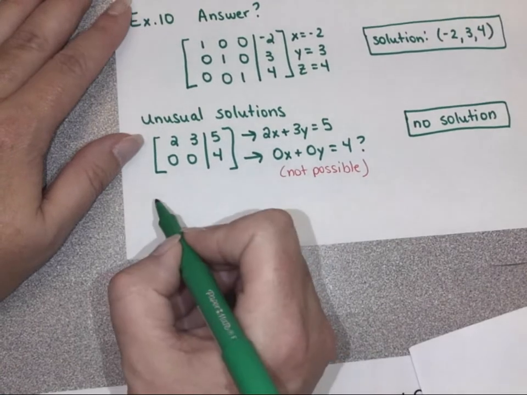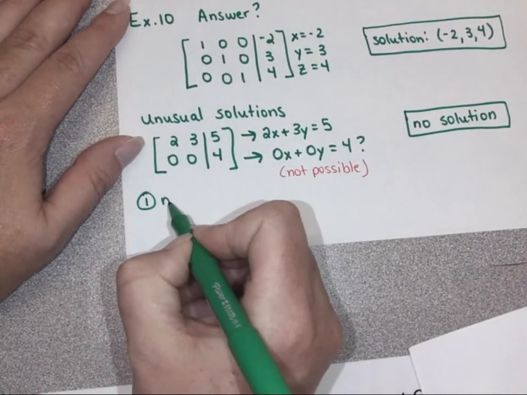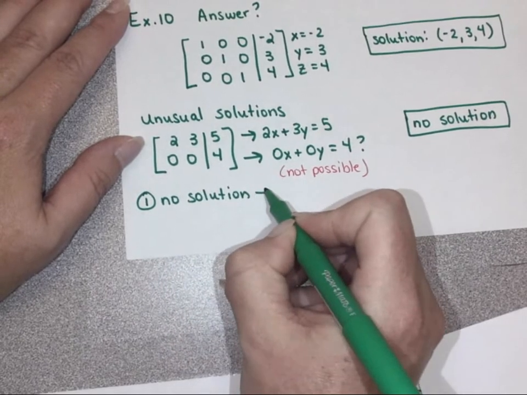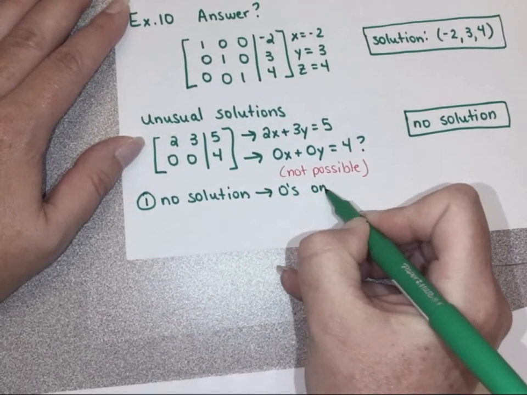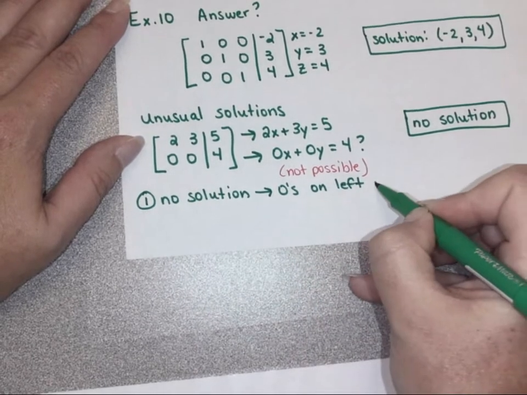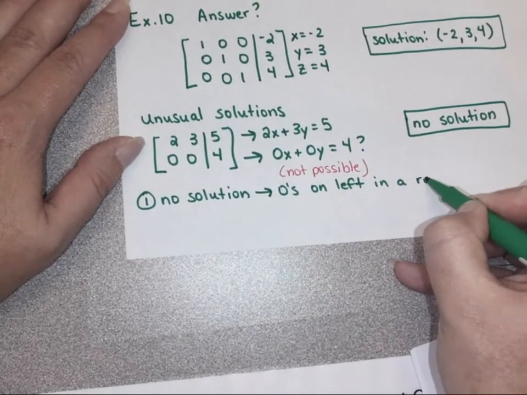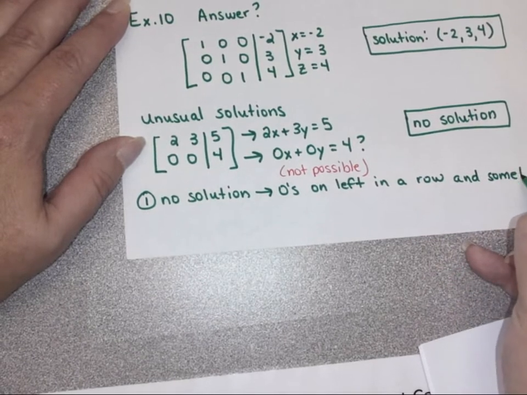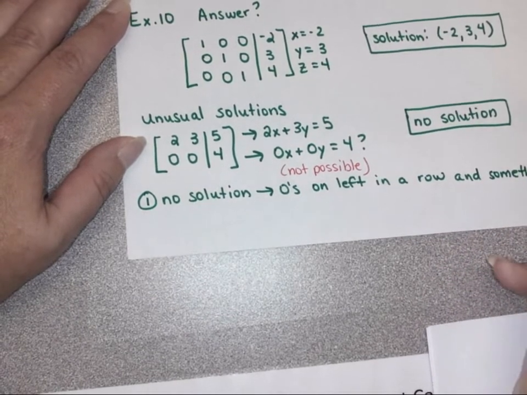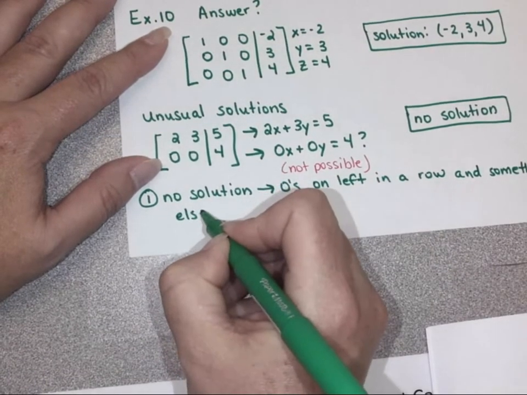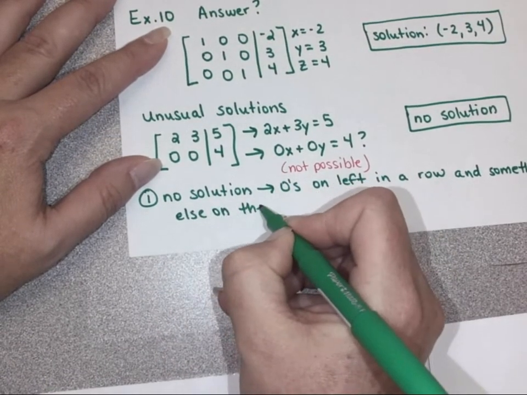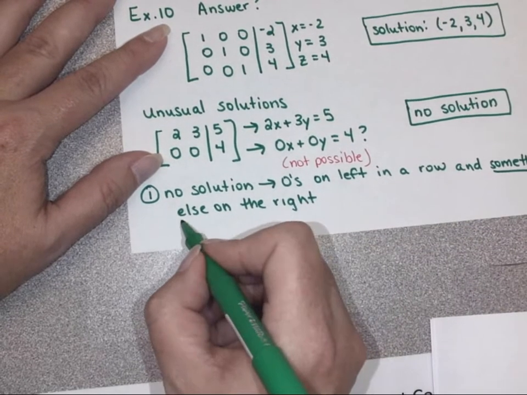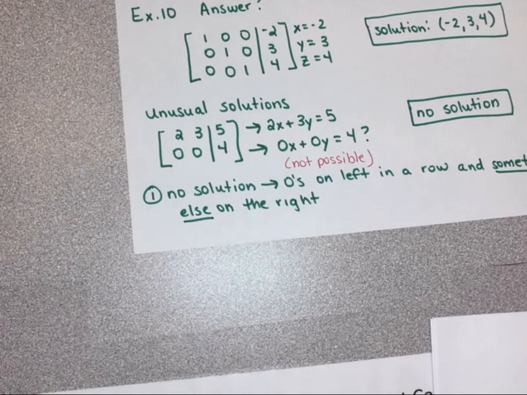Okay, so the first type of unusual solution is a no solution. So a no solution occurs when you get zeros on the left in a row and something else on the right. In other words, something other than 0. Okay, so it doesn't matter what it is. In our case, it was a 4, but it could be any other number.